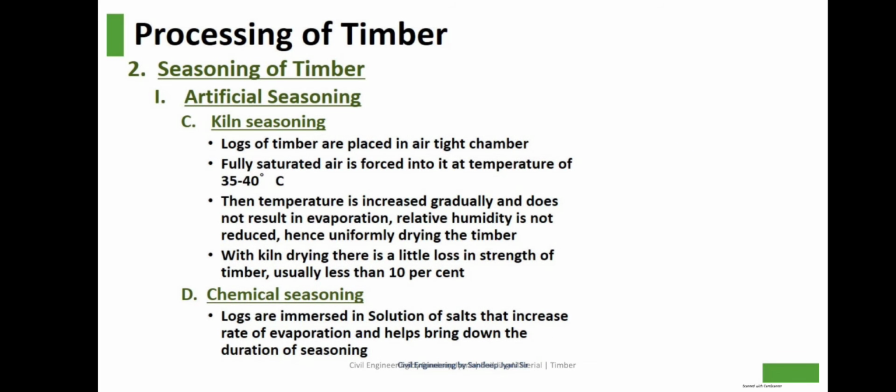C, kiln seasoning. Logs of timber are placed in an airtight chamber. Fully saturated air is poured into it at a temperature of 35 to 40 degrees Celsius. Then the temperature is increased gradually, which does not result in evaporation. Relative humidity is not reduced, hence uniformly drying the timber. With kiln drying, there is a little loss in strength of timber, usually less than 10%.